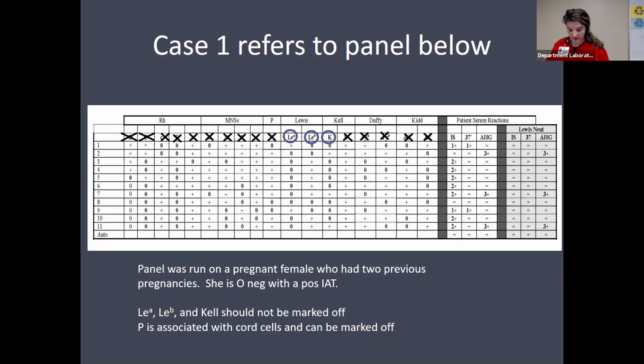All right, that's case number 1. Anybody have any questions? Yes, you would definitely want to phenotype for Kell. There's controversy on whether you would phenotype for Lewis A and Lewis B.